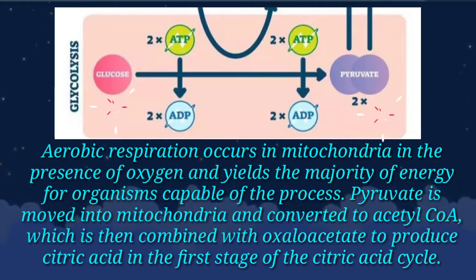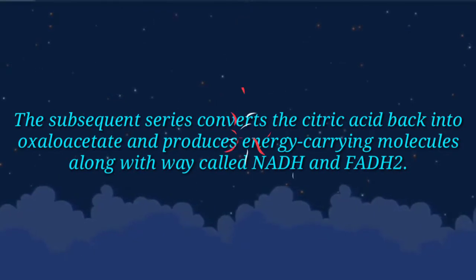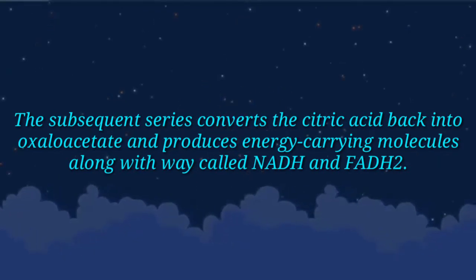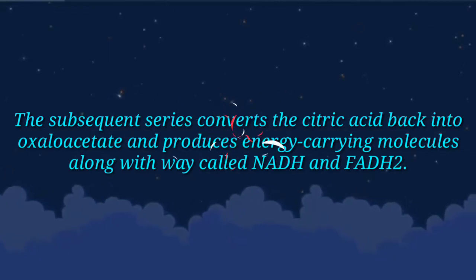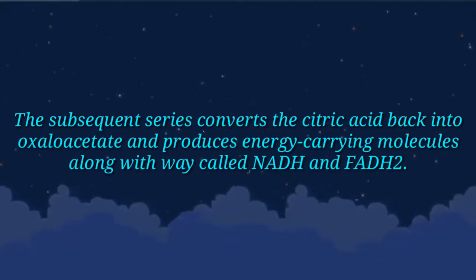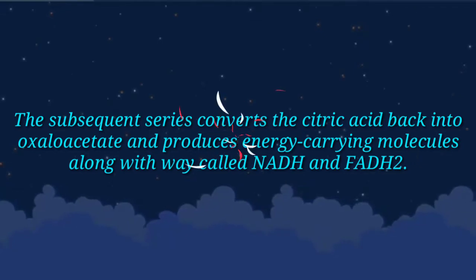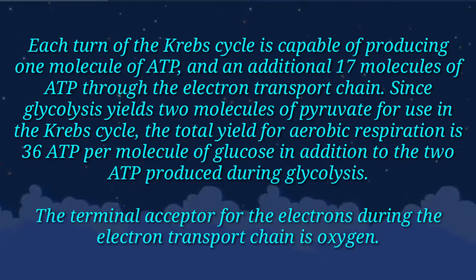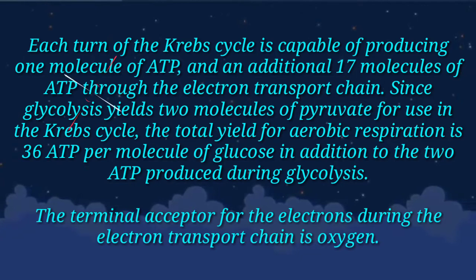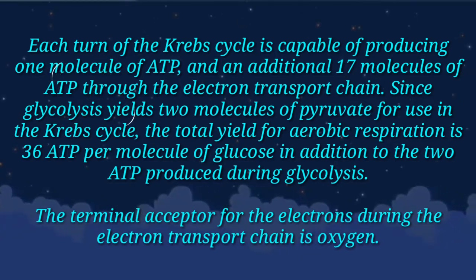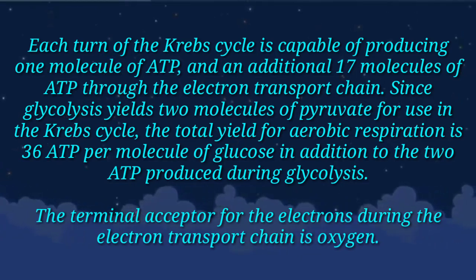capable of the process. Pyruvate is moved into mitochondria and converted to acetyl-CoA, which is then combined with oxaloacetate to produce citric acid in the first stage of the citric acid cycle. The subsequent series converts the citric acid back into oxaloacetate and produces energy-carrying molecules along the way called NADH and FADH2. Each turn of the Krebs cycle is capable of producing one molecule of ATP and an additional 17 molecules of ATP through the electron transport chain.